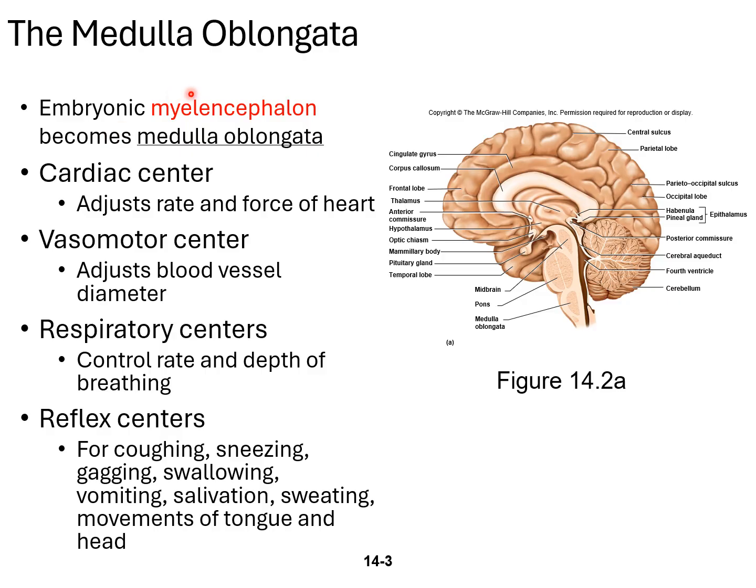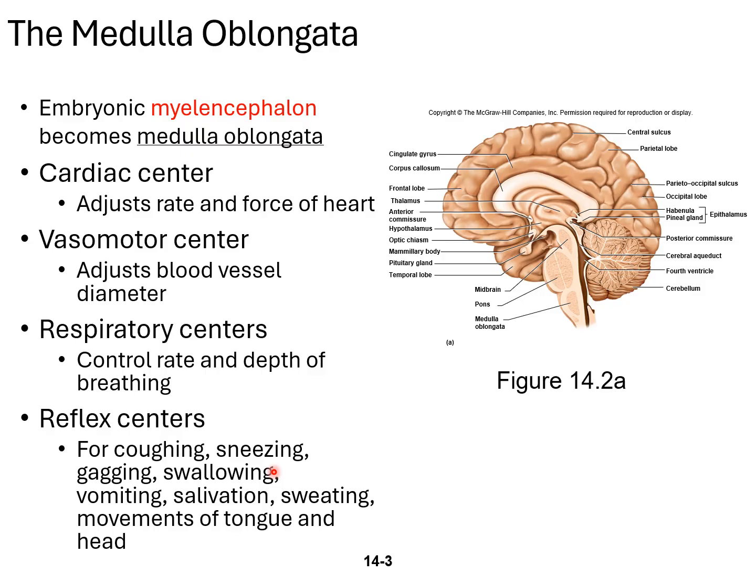So embryonic myelencephalon becomes the medulla oblongata. The medulla oblongata has a cardiac center, which adjusts rate and force for heartbeat. Vasomotor adjusts blood vessel diameter. Respiratory controls rate and depth of breathing. And reflexes for coughing, sneezing, gagging, swallowing, vomiting, so on and so forth.